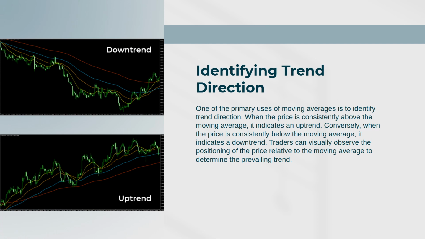Identifying trend direction. One of the primary uses of moving averages is to identify trend direction. When the price is consistently above the moving average, it indicates an uptrend. Conversely, when the price is consistently below the moving average, it indicates a downtrend. Traders can visually observe the positioning of the price relative to the moving average to determine the prevailing trend.